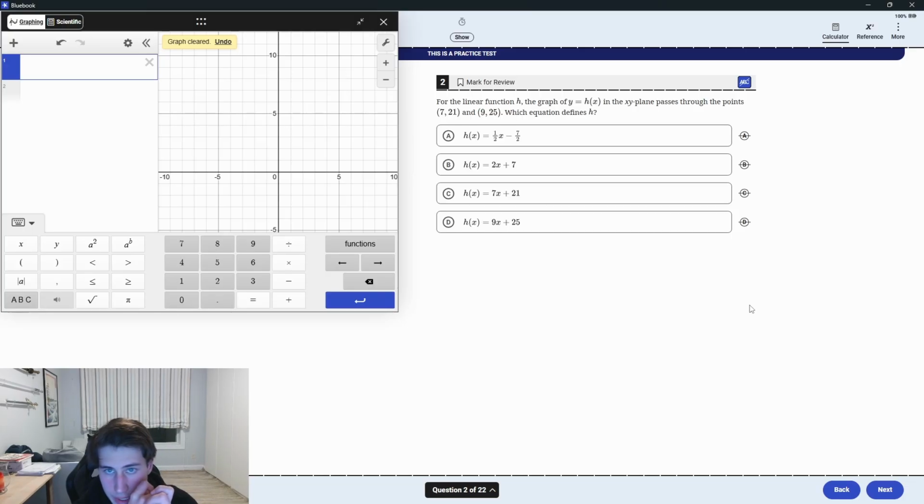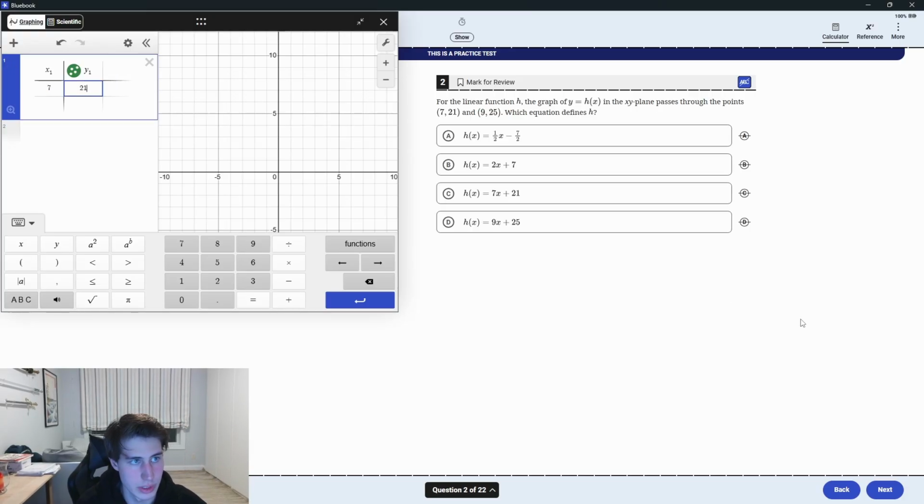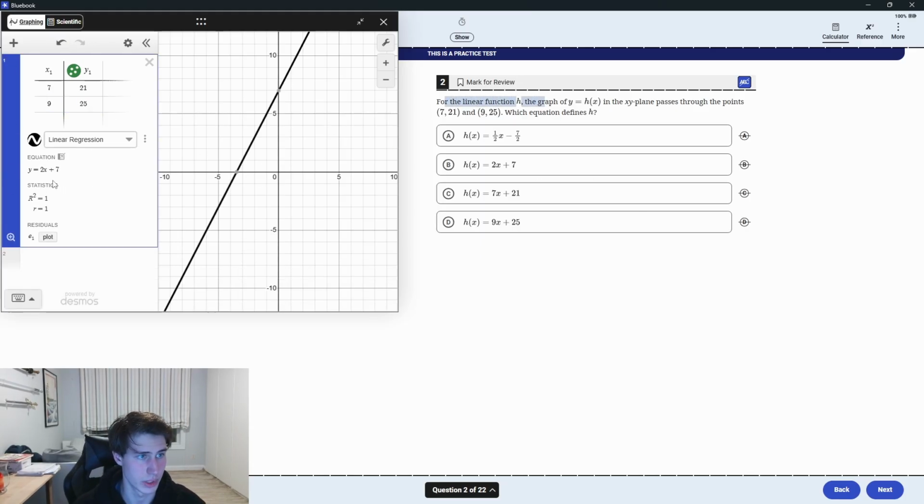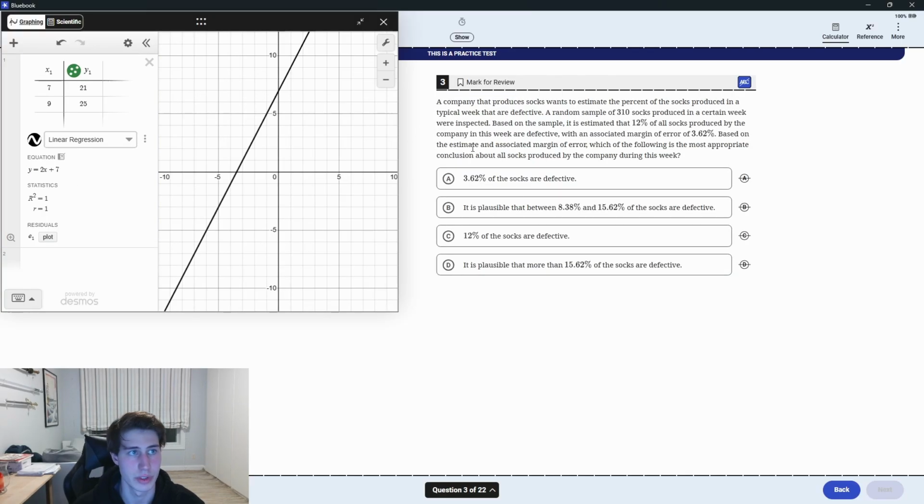For the linear function h, the graph of h of x in the xy-plane passes through the points, which equation defines h? So this is going to be the same thing as we did earlier. We're just going to set up a table, 7, 21, 9, 25, and then since it says linear, we're just going to put linear regression. Y equals 2x plus 7, and that's our answer. Simple as that.